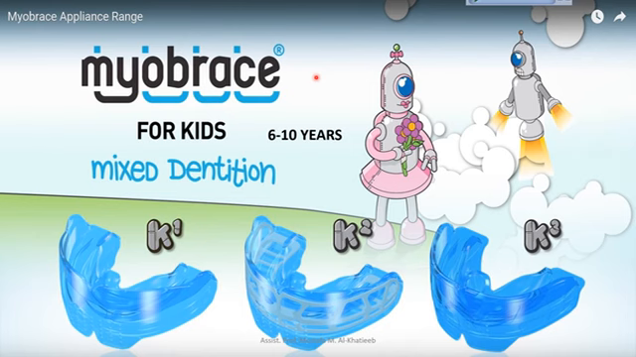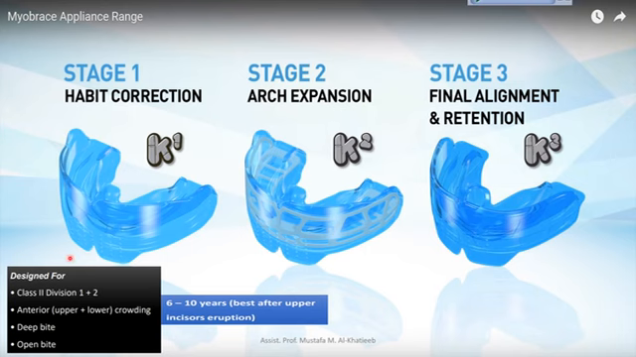And the remaining type is Myobrace for Kids, for the mixed dentition, which is used between 6 to 10 years, divided into K1 for habit correction, K2 for arch expansion, while stage 3 finalizes alignment and retention. Designed for Class 2, Division 1 and 2, anterior crowding, upper and lower, deep bite and open bite. Best after upper incisor.